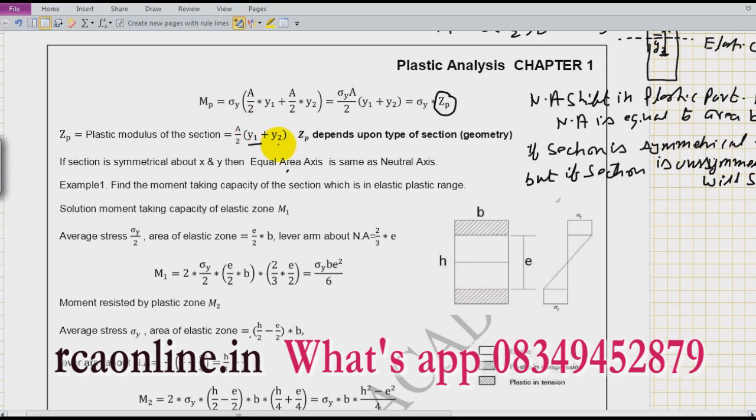Again, as we have the section modulus in the elastic section, here we have the plastic modulus. Is it okay? And it is A by 2 into y1 plus y2, which is a property of a section or geometry. So it is important. Please remember that ZP depends upon the type of section. So rectangle will have a different ZP, circle will have a different ZP, T section will have a different ZP, channel will have a different ZP. So it is a geometrical property, not a loading property. That is the first thing you have to understand.